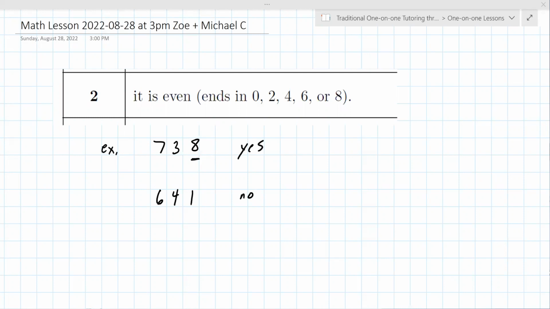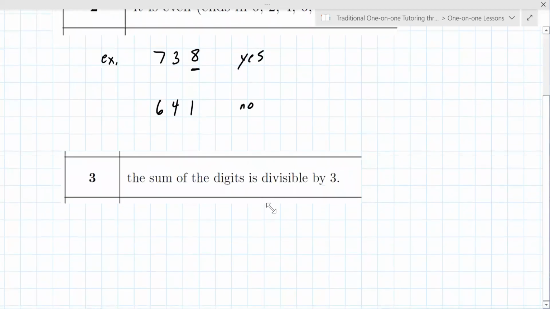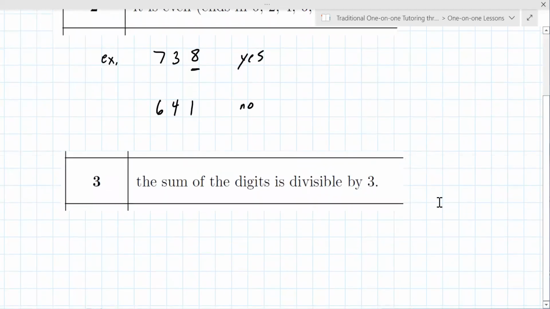Here's the next one. I want us to at least have the rules for 2 and 3. The sum of the digits is divisible by 3. What do I mean by that? Let's take a number like 15 that we know is divisible by 3. What is 1 plus 5? That's the sum of the digits. Sum means you're going to add them. 1 plus 5 is 6, and 6 is divisible by 3.